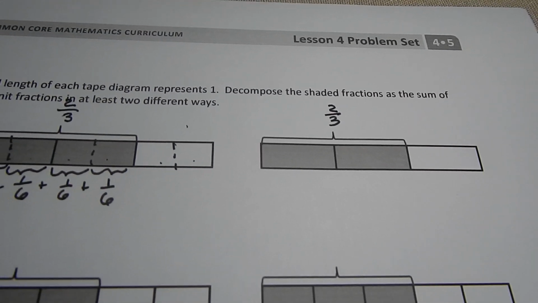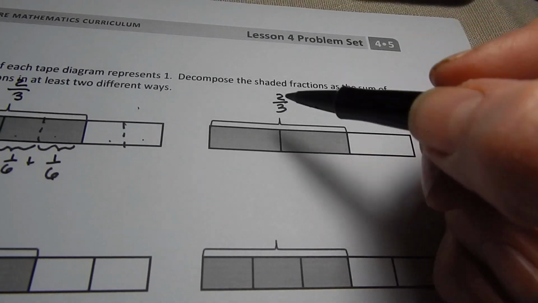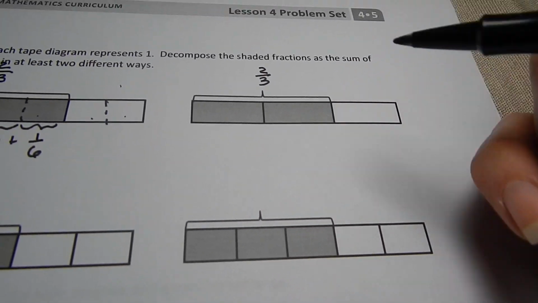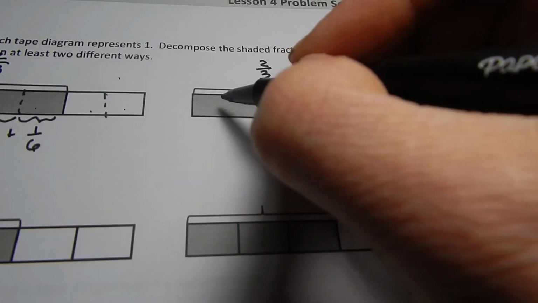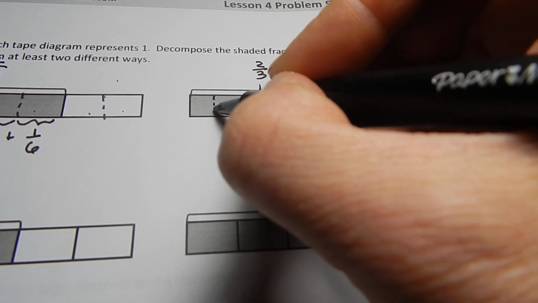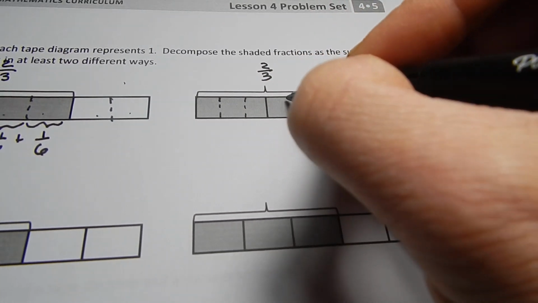So instead of dividing each one of these into 2 pieces, I could divide it into 3, or I could divide it into 4. I like dividing it into 3 because that gives me more room to work with.